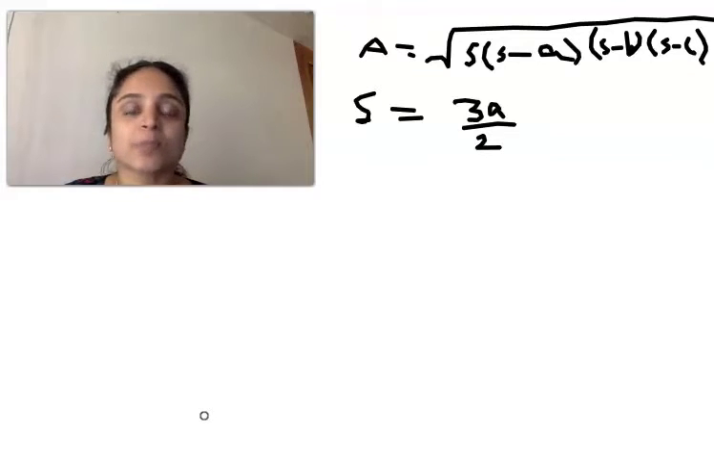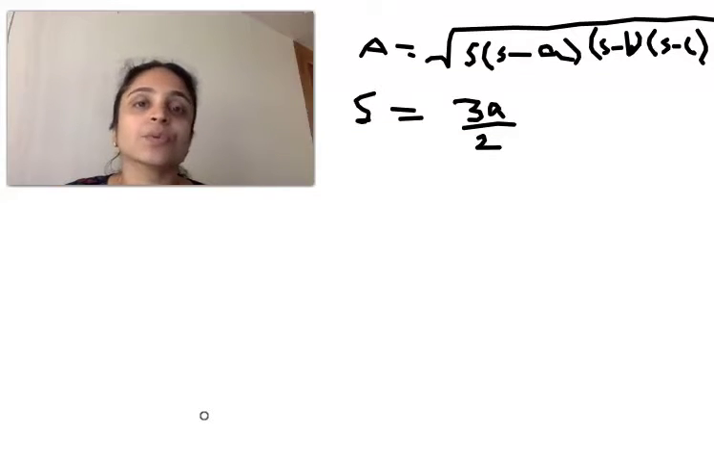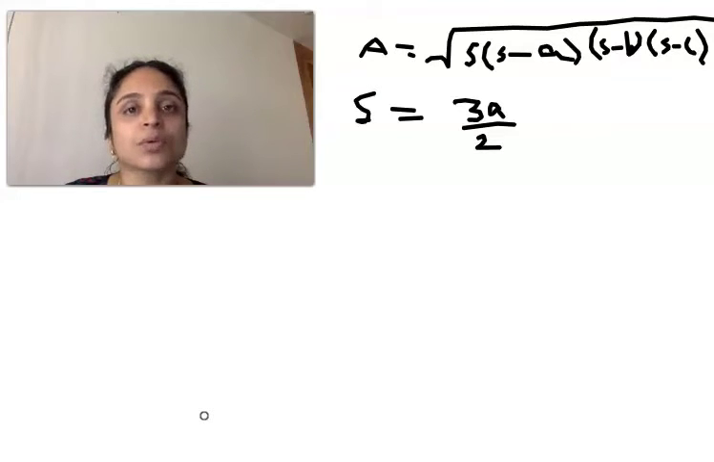Okay, so here the area of a triangle by Heron's formula is A equal to root of S into S minus A into S minus B into S minus C. Here A, B, C are all equal to a. So S equal to 3a by 2, right? S equal to perimeter by 2, which is equal to a plus a plus a by 2, and that is equal to 3a by 2.